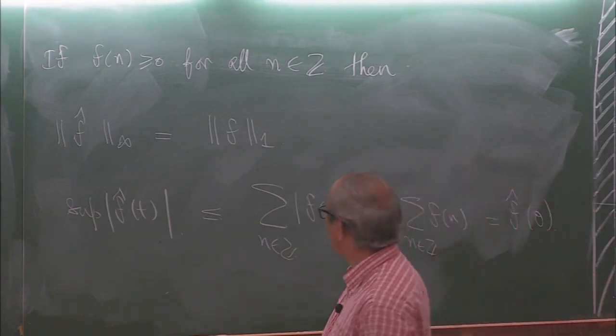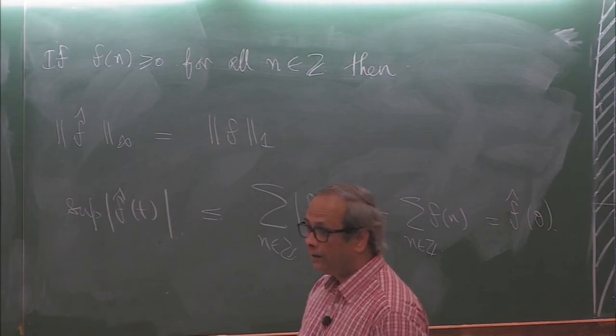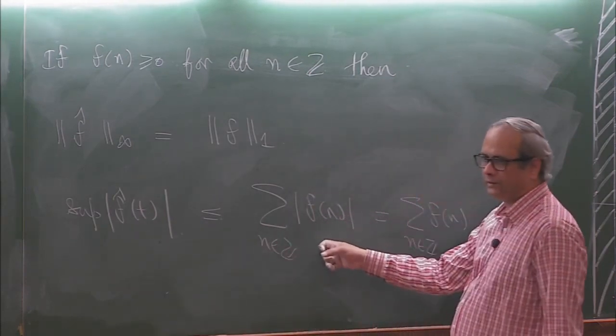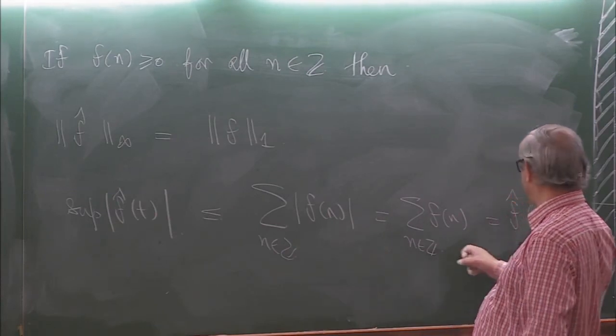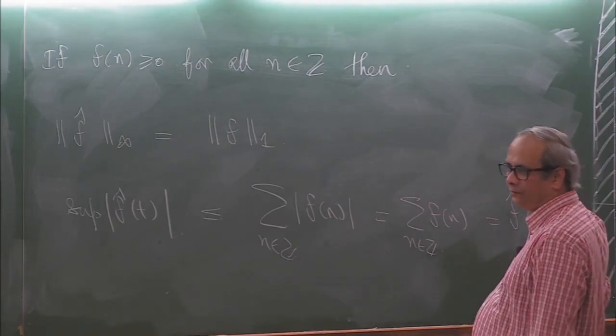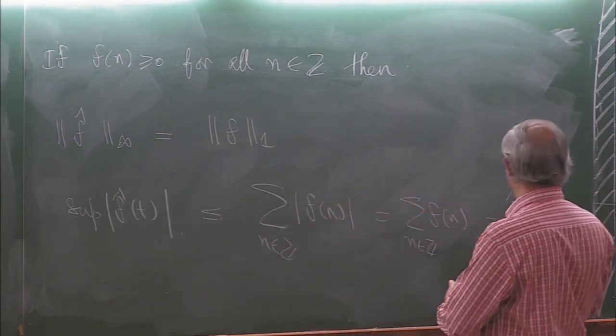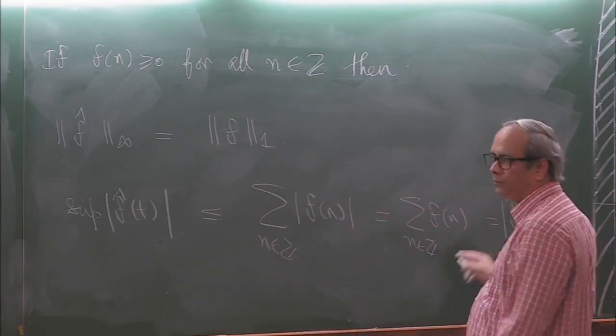Pardon? Yes, but I am assuming f is positive, so this is equal to the sum of f of n, which is f hat of 0. So this supremum must therefore be equal, if you want to put it as equal.